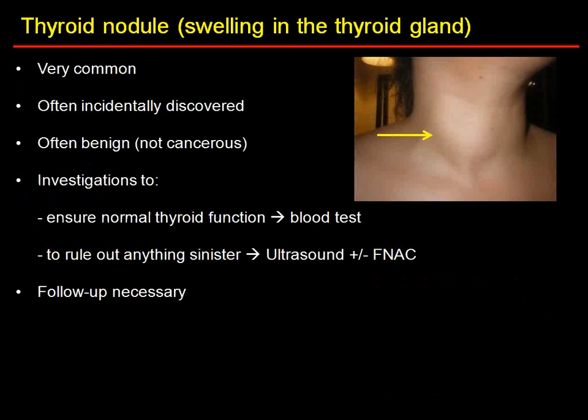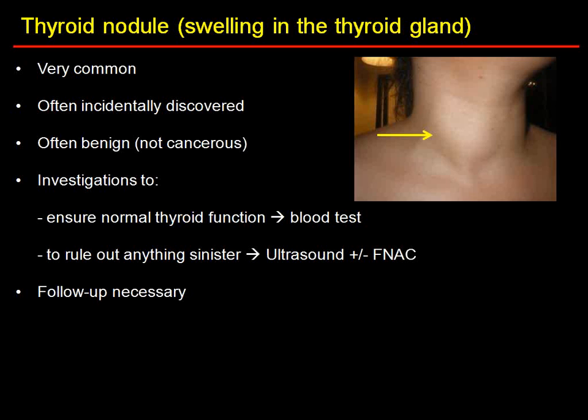The other important presentation people present with is a nodule, a lump in the thyroid gland. It's very common, often incidentally discovered. They get a scan for some other reason, and these tiny lumps are diagnosed incidentally. These are often benign, not cancerous.